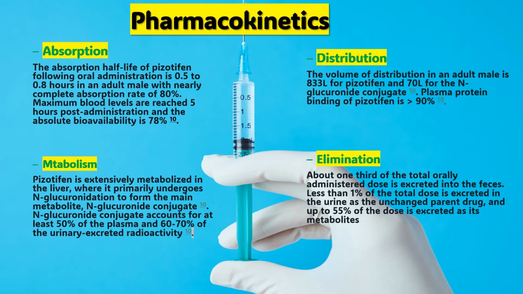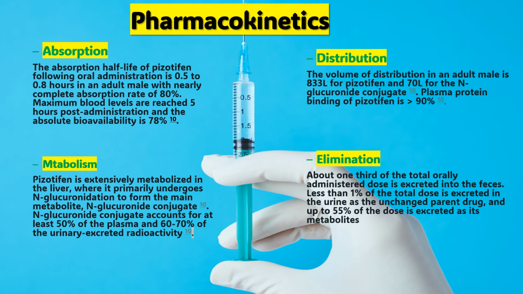And moving on, let's talk about absorption. The absorption half-life of pizotifen following oral administration is 0.5 to 0.8 hours in an adult male, with a nearly complete absorption rate of 80%. Maximum blood levels are reached 5 hours post administration, and the absolute bioavailability is 78%. If we talk about the volume of distribution, the volume of distribution in an adult male is 833 liters for pizotifen and 70 liters for the N-glucuronide conjugate. Plasma protein binding of pizotifen is greater than 90%.